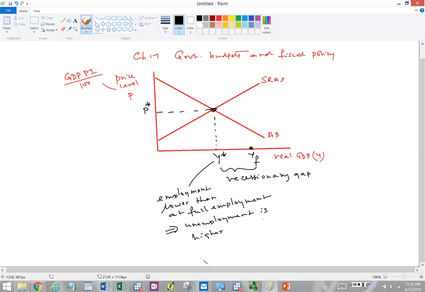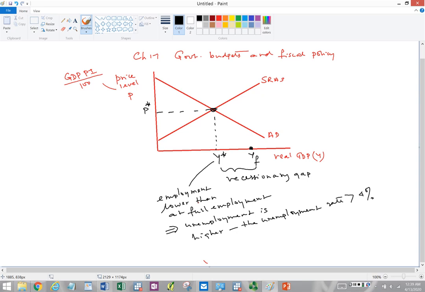Now, what is the unemployment rate at full employment? It's the natural rate of unemployment, which is believed to be about 4% for the United States. So currently at GDP level Y star, the unemployment rate exceeds 4%. Right? So this is an economy in recession, correct?